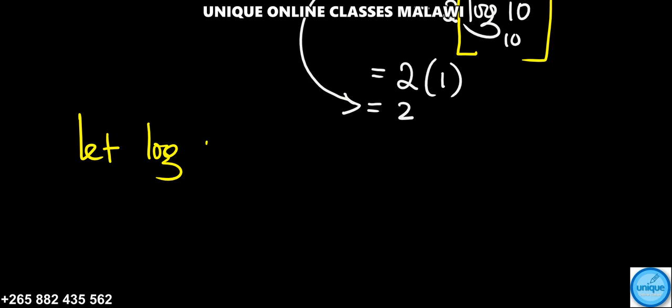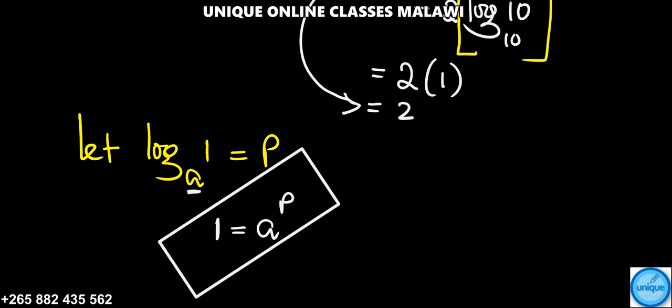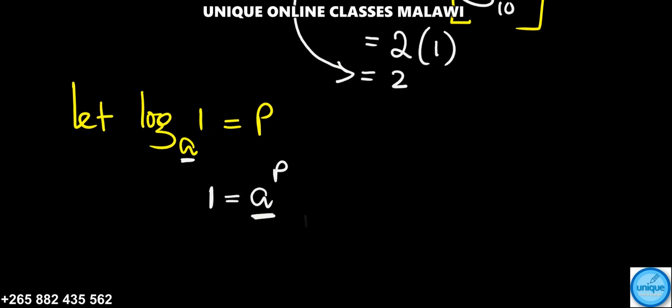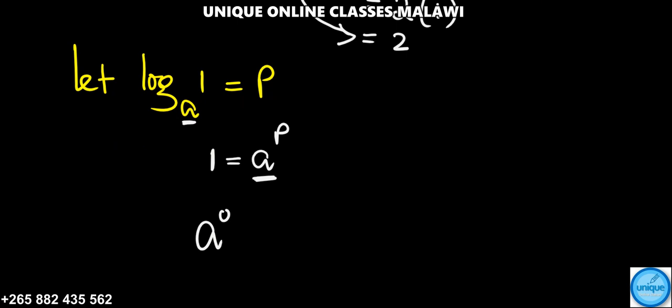Log of 1 base a equals p. What will happen if we take the exponential? We are going to take base a up, and p is there and we have 1 here. We can apply laws of indices. Remember, any number which is raised to the power 0, the answer is 1. So if it's base a, we're going to write a power 0 is equal to a power p. So the bases are the same, therefore p is equal to 0.